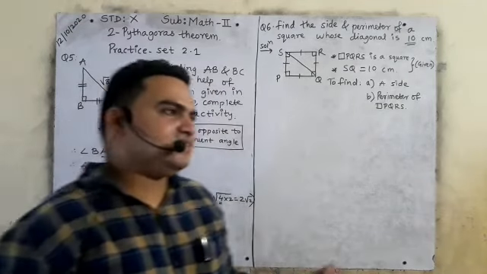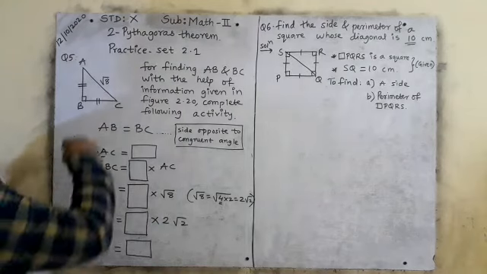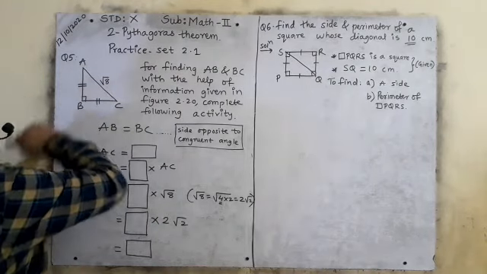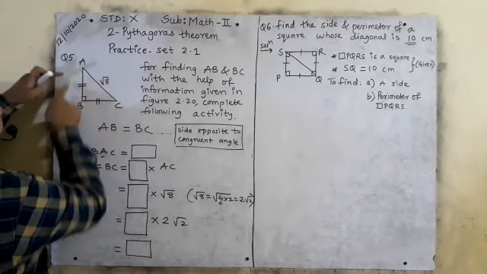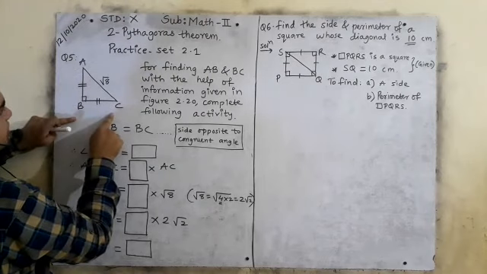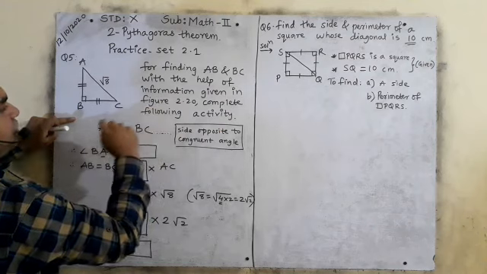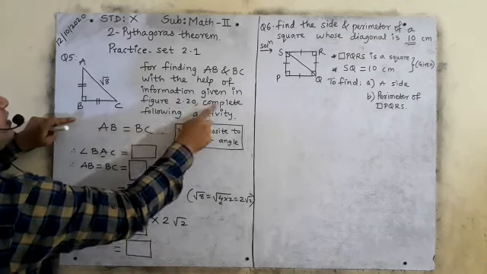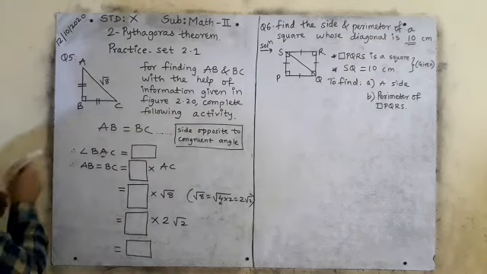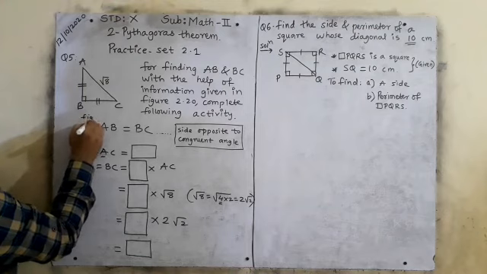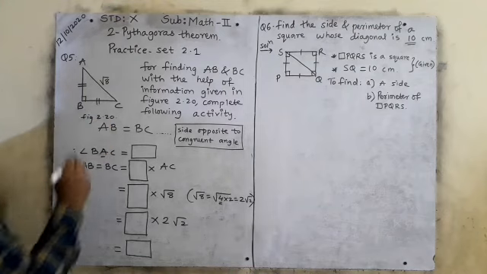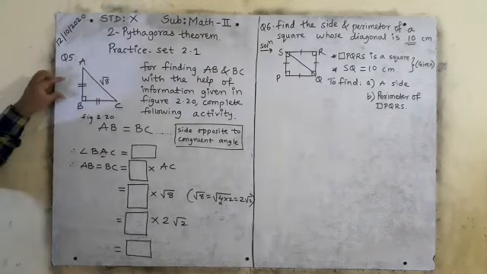Please pay attention, it is also very easy. Practice set 2.1 question number 5: for finding AB and BC, with the help of the information given in the figure 2.20, complete the following activity. Okay, this is the figure 2.20. So we have to observe this figure.